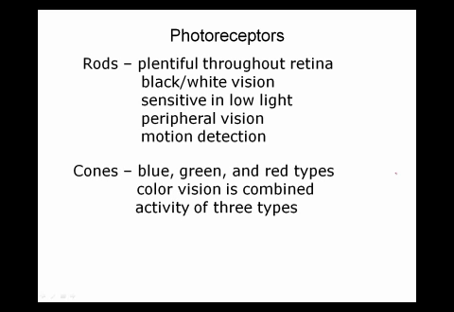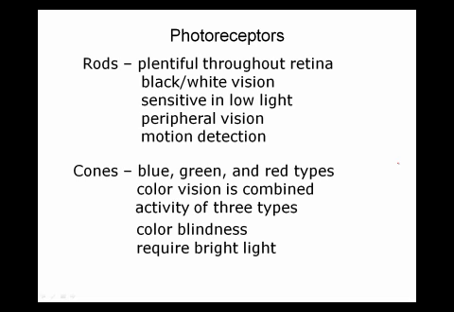Cones are the photoreceptors that detect specific wavelengths of light that we use to determine color. Three types of cones are blue, green, and red, and so various colors are due to combinations of the activity of these different types of cones. Individuals that are colorblind have one or more of these types of cones that do not function, and so they simply cannot distinguish all of the different colors of the visual spectrum.